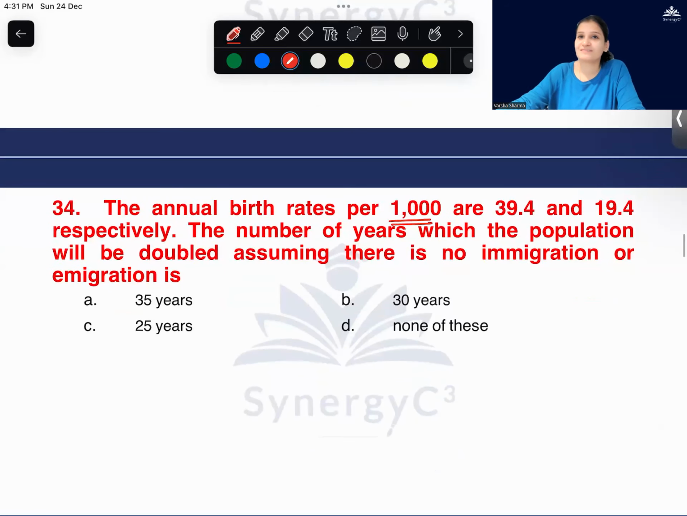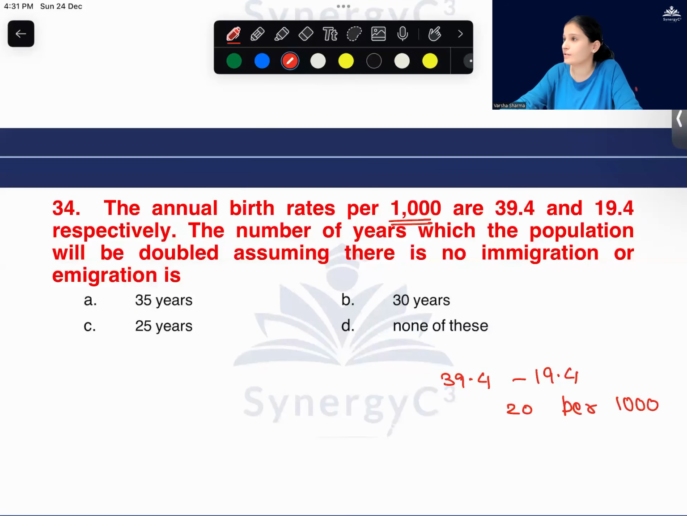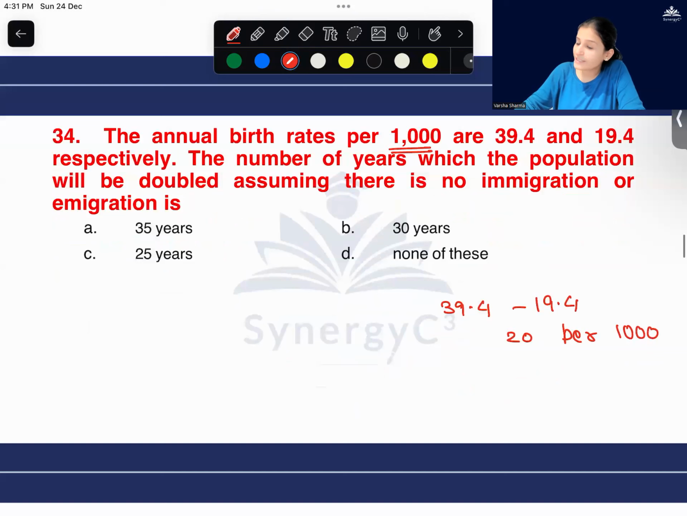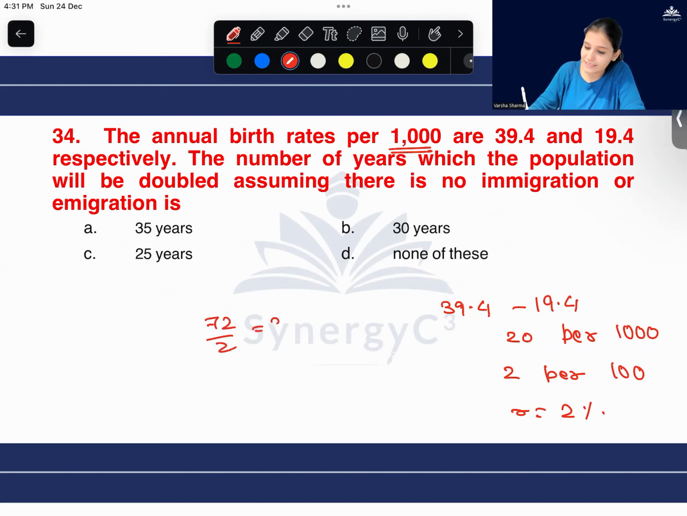Now per 1,000. That was 3.9 in the book. So first 39.4 is the birth rate, 19.4 is the death rate, that is 20. But this is per 1,000. So my rate won't be 20% right now. So for 1,000 it's 20. For 100 it will be 2. Yes or no? That means your rate is 2%. The rate is 2%. If I go for 72 by 2, I get 36 years.